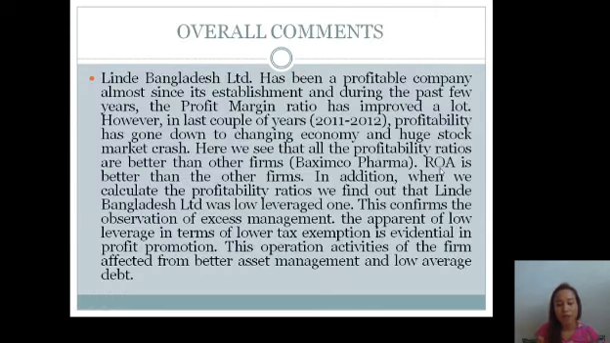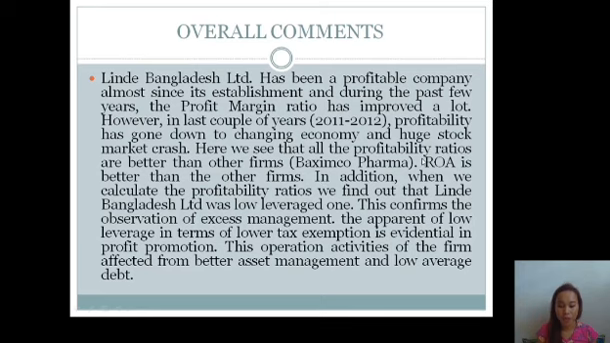And overall, Linde Bangladesh Ltd has been a profitable company almost since its establishment, and during the past few years the profit margin ratio has improved a lot. However, in the last couple of years, 2011 to 2012, profitability has gone down due to the changing economy and the huge stock market crash. Here we see that all the profitability ratios are better than other firms like Semco Pharma. The ROA is better than other firms.